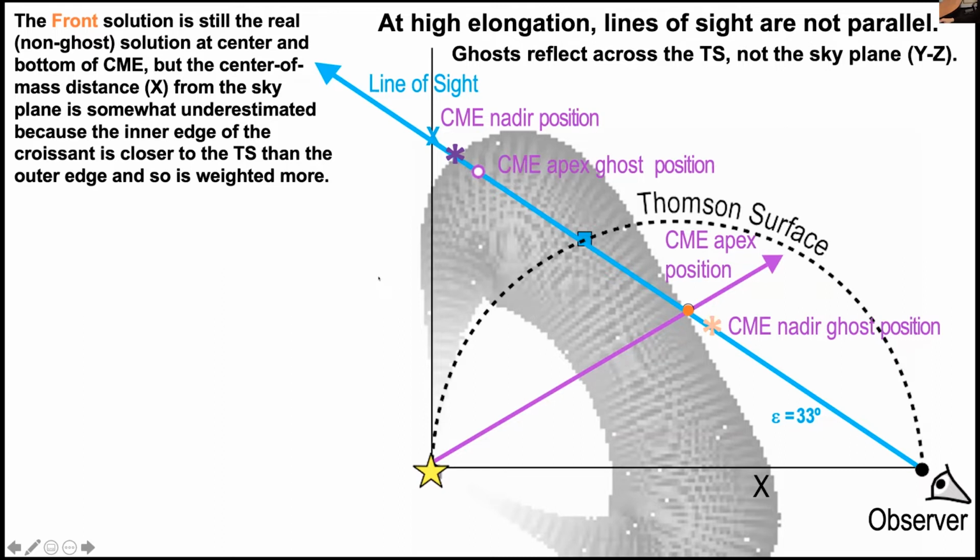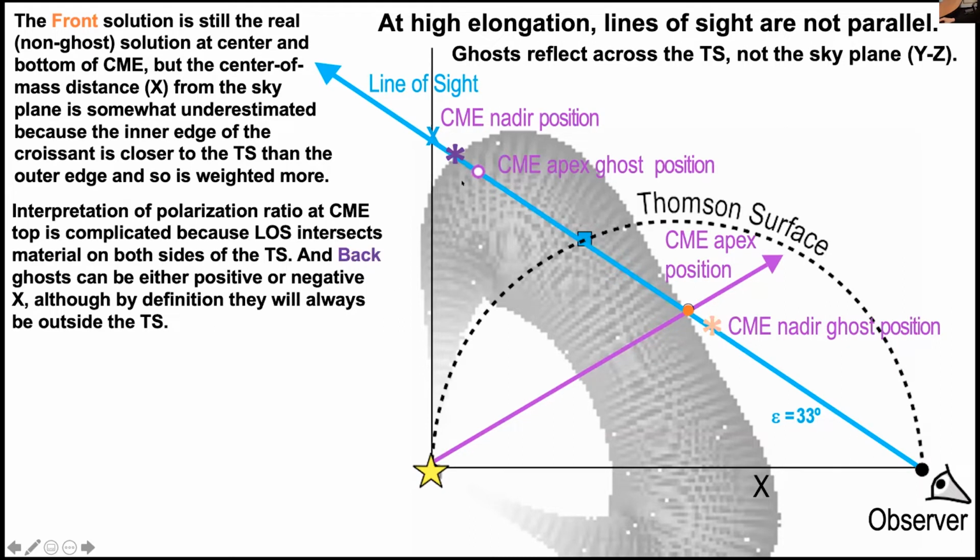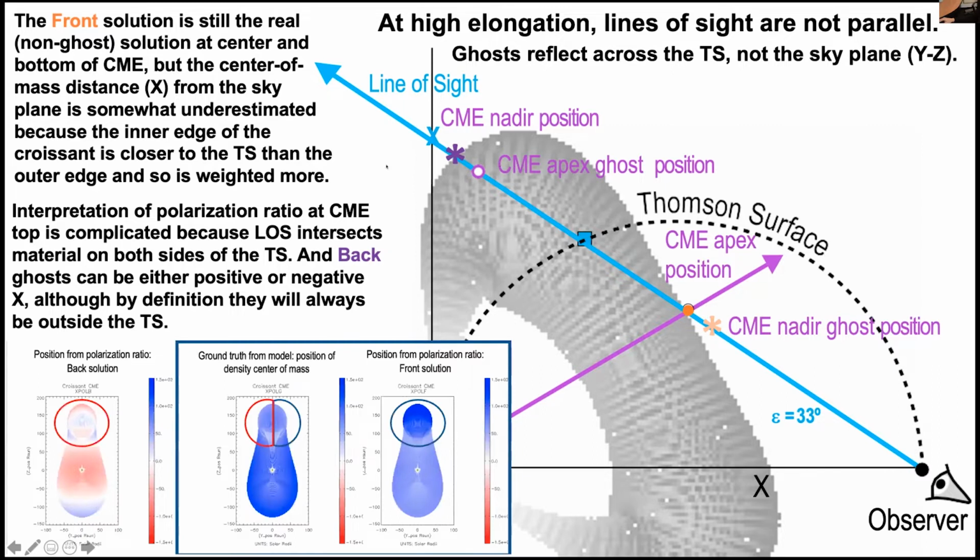Things are a little more complicated when you get up here to the top, because here you're intersecting material on both sides of the Thomson sphere, and you can end up with both negative or positive X. As you can see, the key thing here is that you're behind the Thomson sphere, and it's no longer about the plane of sky. This is what you get.